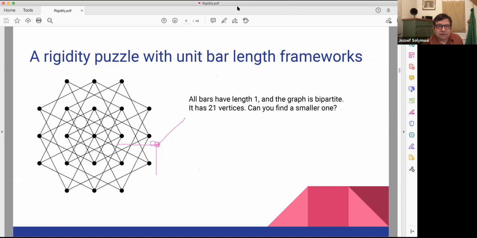I just want to erase what is there, sorry. This one, yeah. Good. And we find one, here is one, but we don't know if this is the smallest or not. So here is the challenge: find a rigid bipartite framework, so there are no odd cycles. All the bar lengths are 1 and rigid.